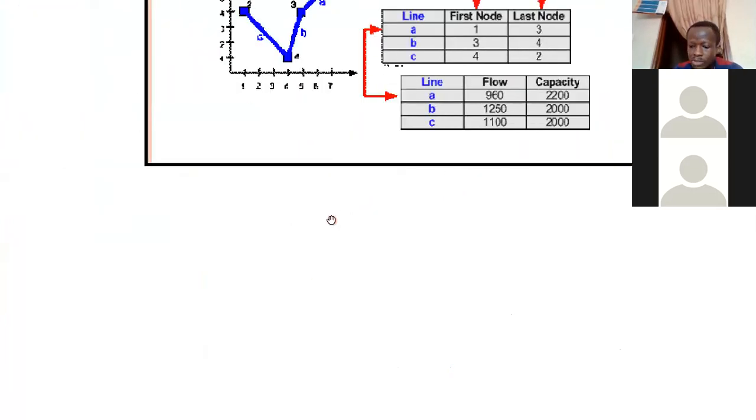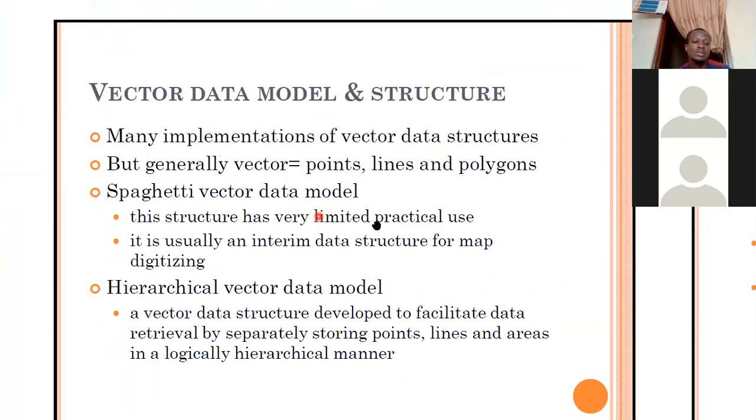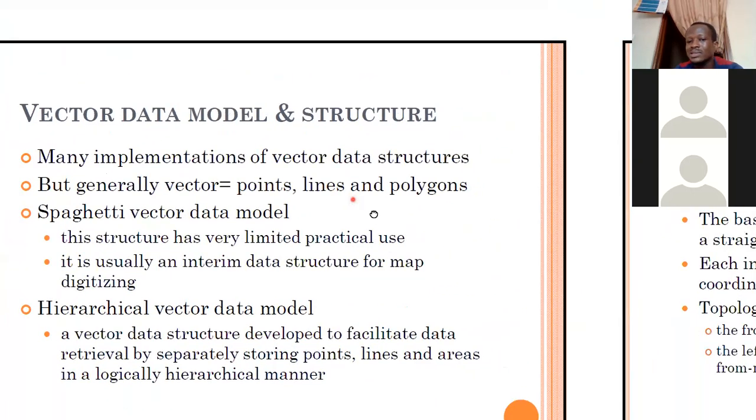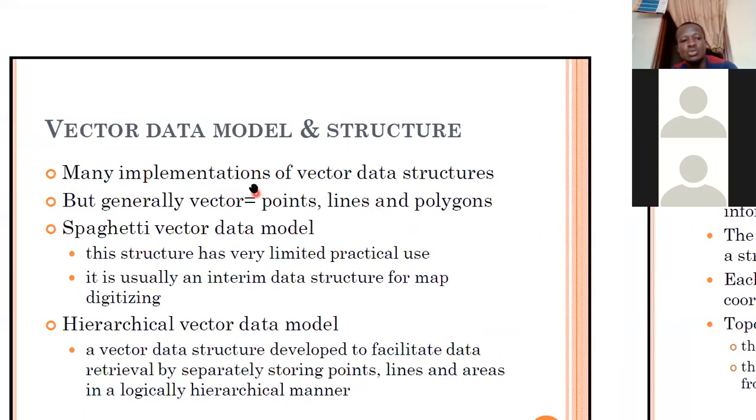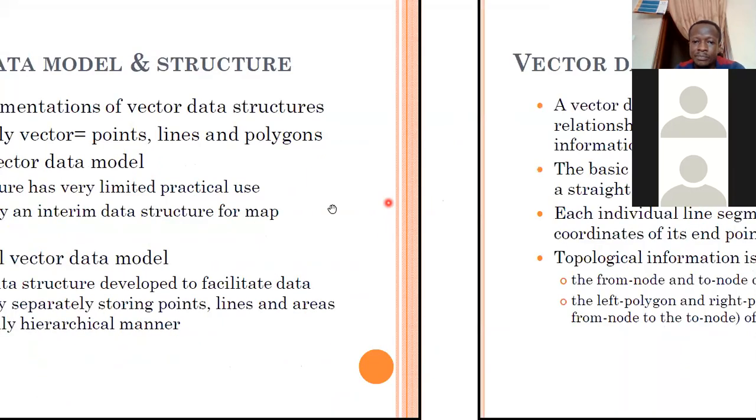Okay, so let's see if we can talk about more. Yes, we can talk about other implementations, but please do not bother yourself so much. We can have what we call the spaghetti vector data model and the hierarchical vector data model. Per this class, I wouldn't bother your head about other variants of the vector data model. I want you to be able to describe to me what the vector data model is and how we can relate it to objects on the ground. Are you okay?